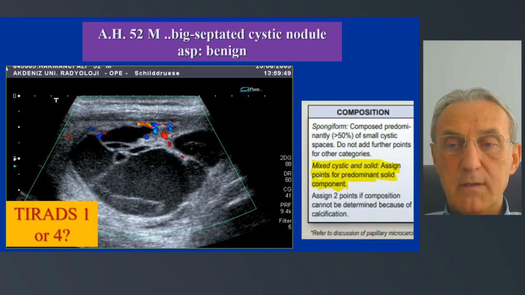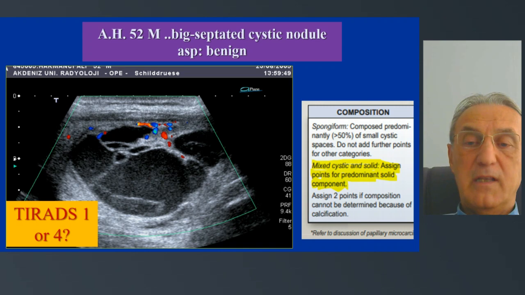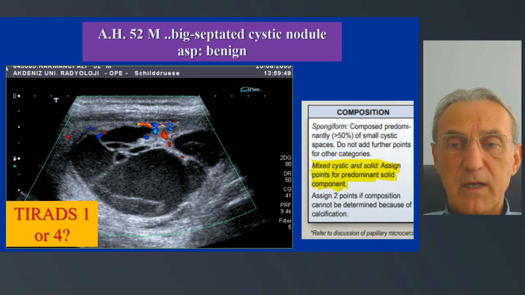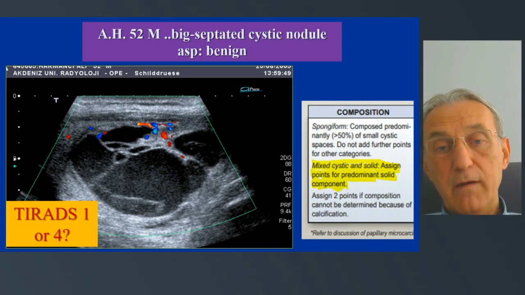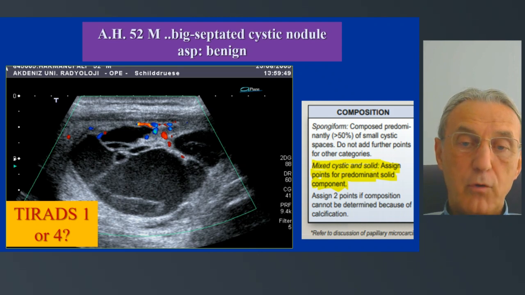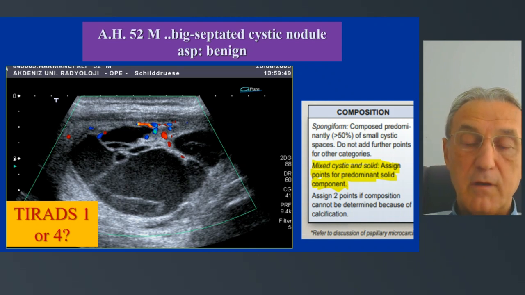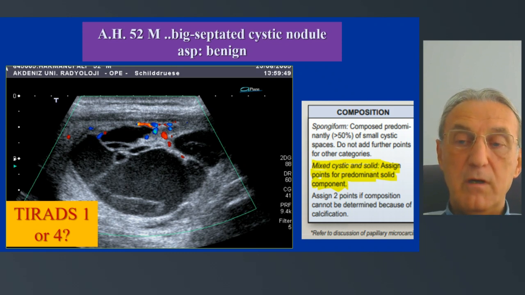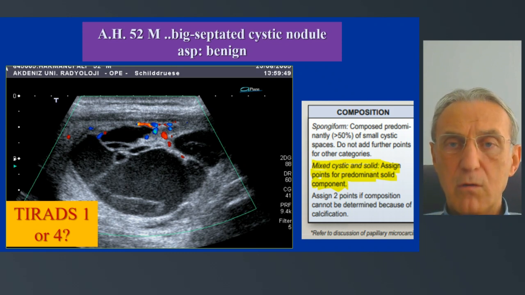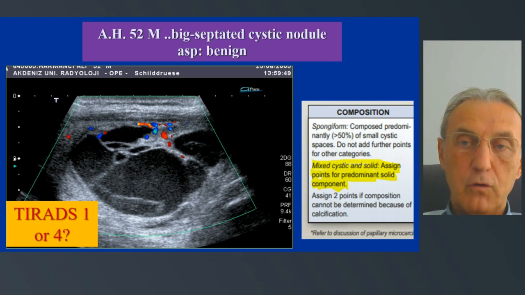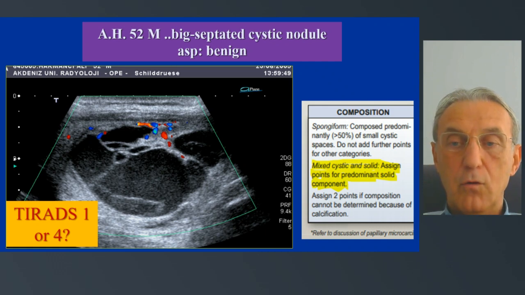But what about this? There is a solid component, it's not regular, it has vascularity, so we have to assign points for predominant solid component. There are septa, we don't know if these are benign or malignant, so we have to do something for these nodules, follow up or aspirate from the solid part.